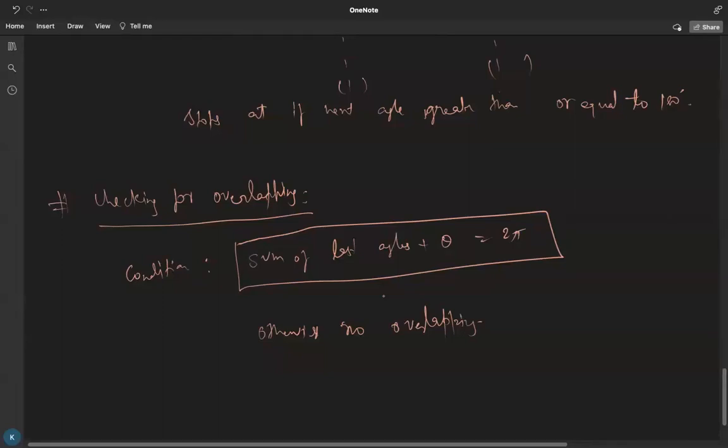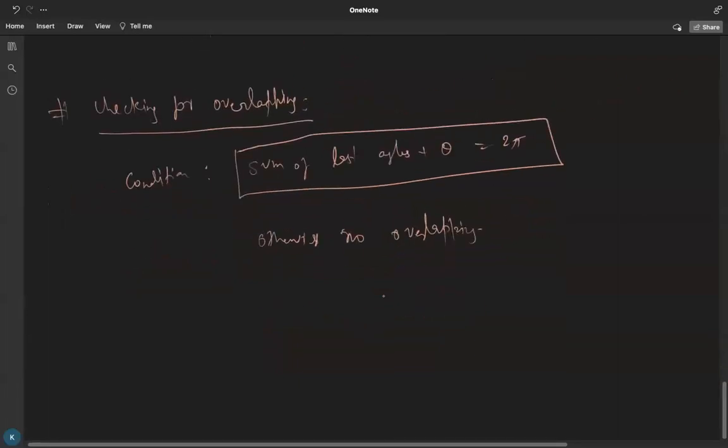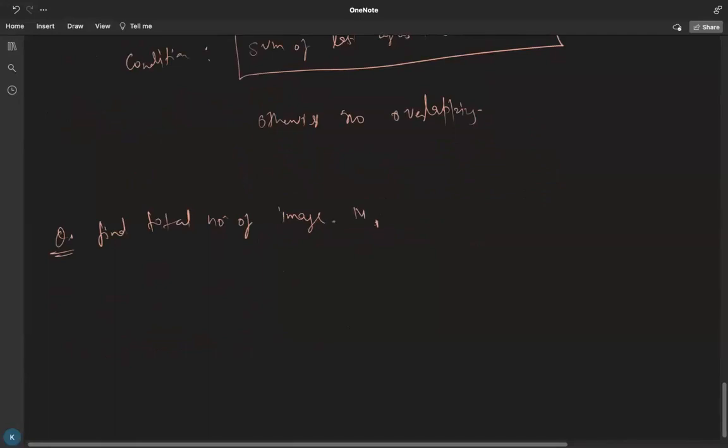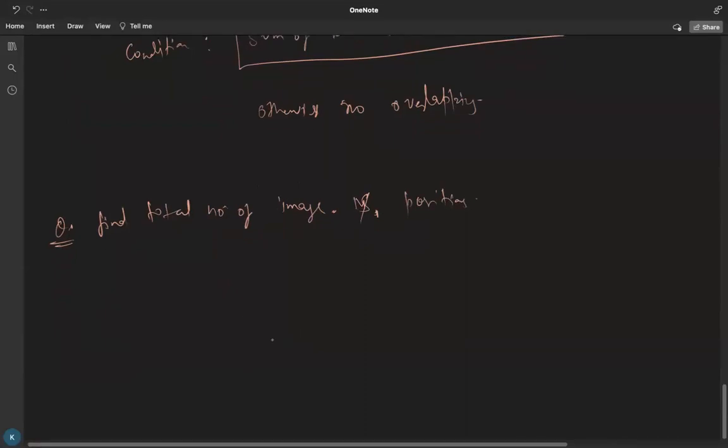So let's take a quick question based on the above concept. You have to find the positions and the number of images, because in this case the number of images is not infinite, so you have to calculate. So let's take the question: find the total number of images of M1 and their positions. There are two mirrors, M2 and this is our M1.